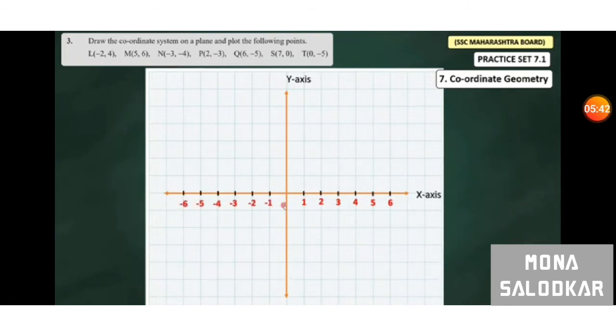You have to show this question on a graph paper. So write down the coordinates of x axis and write down the coordinates of y axis. Now let's start the first point. Which point you have to show first? L point. What is the coordinates of L? Minus 2, 4. Now minus 2, 4 means x is minus 2 and y is 4.